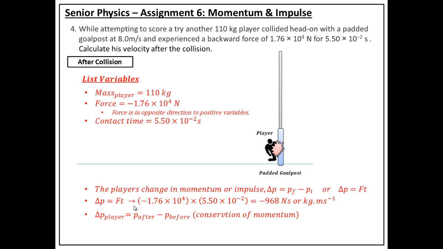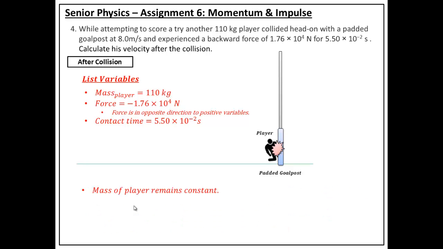After rearranging and substituting the values into the rearranged formula, we can calculate the player's momentum after colliding with the post to be negative 88 kilogram meters per second. We now have the player's momentum after the collision, and momentum is the product of the player's mass and velocity. This is the velocity the question asked us for. His mass will be the same as that given in the question.